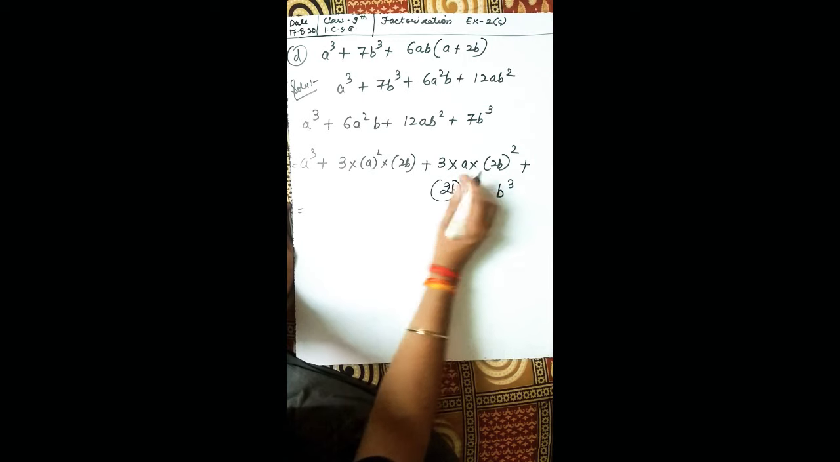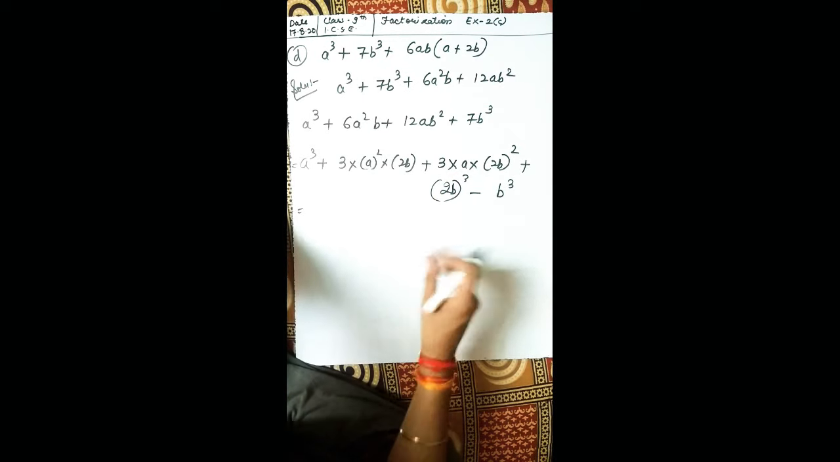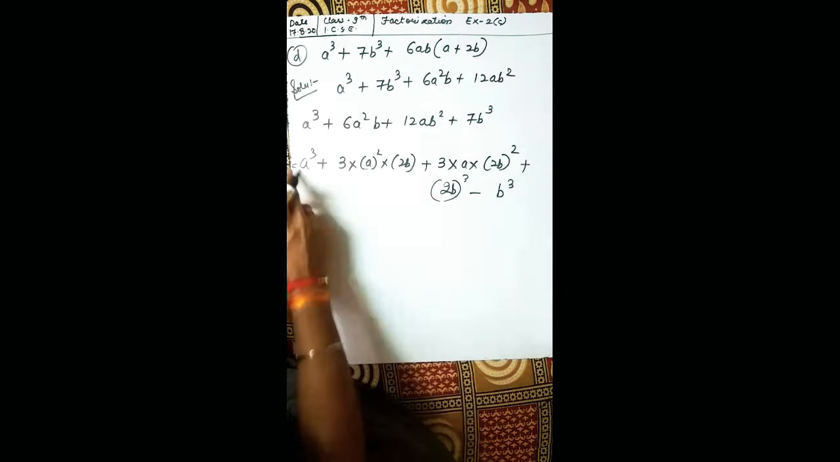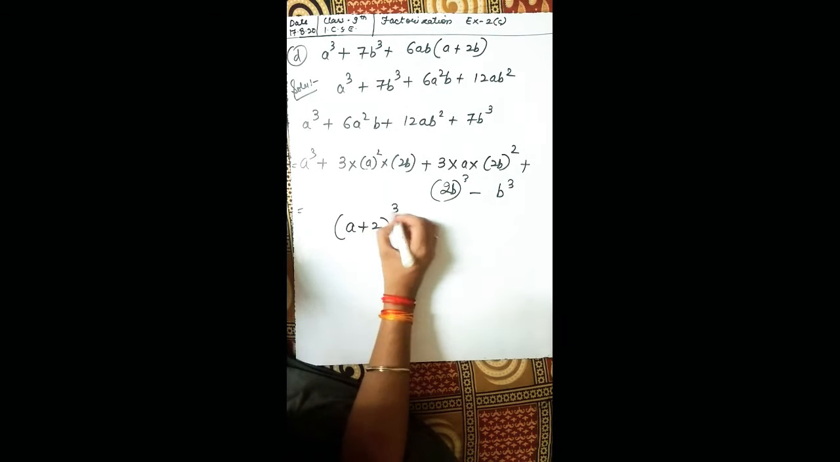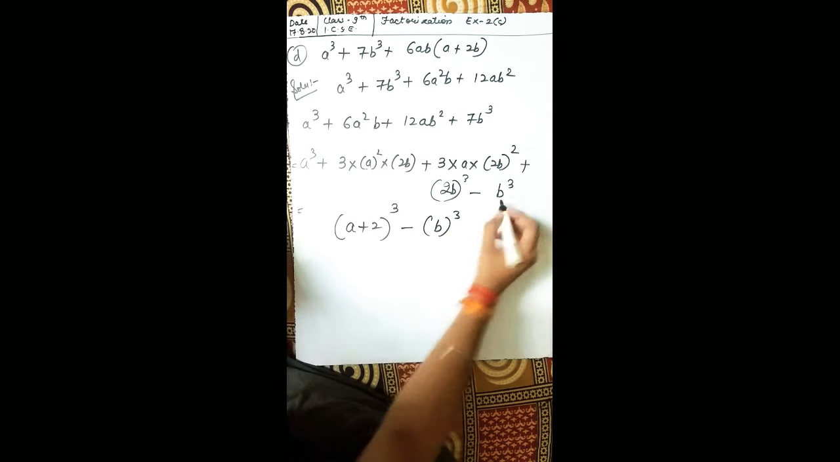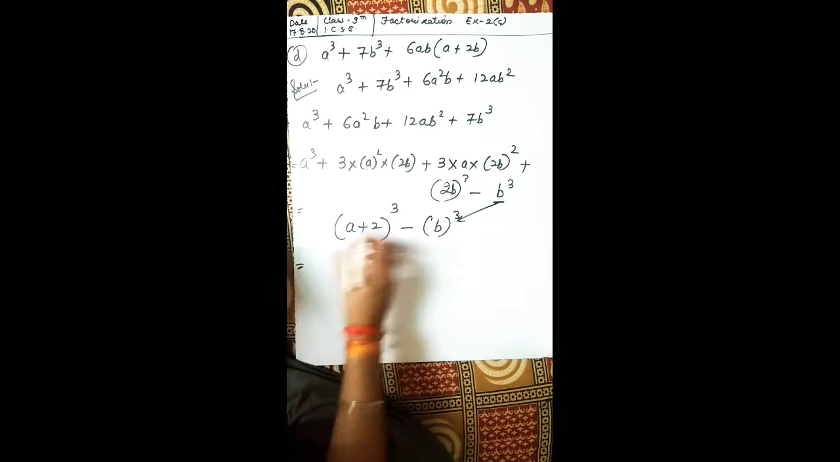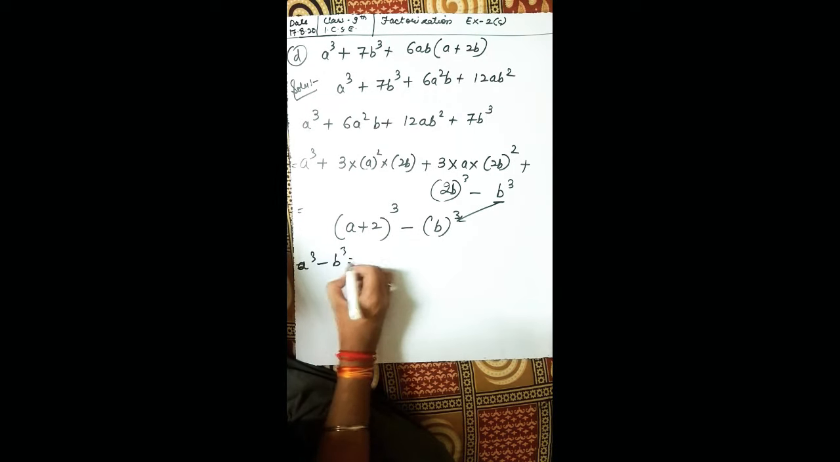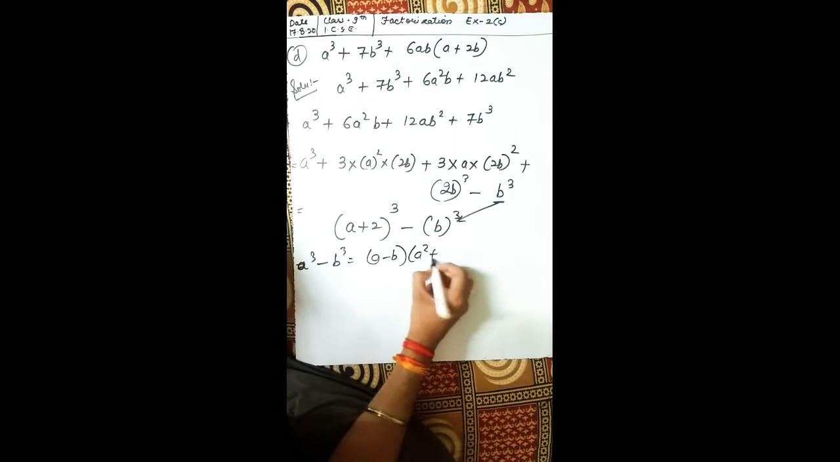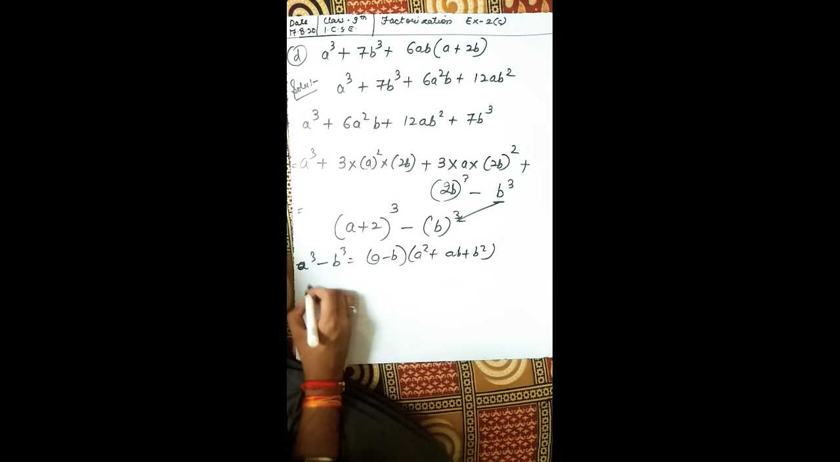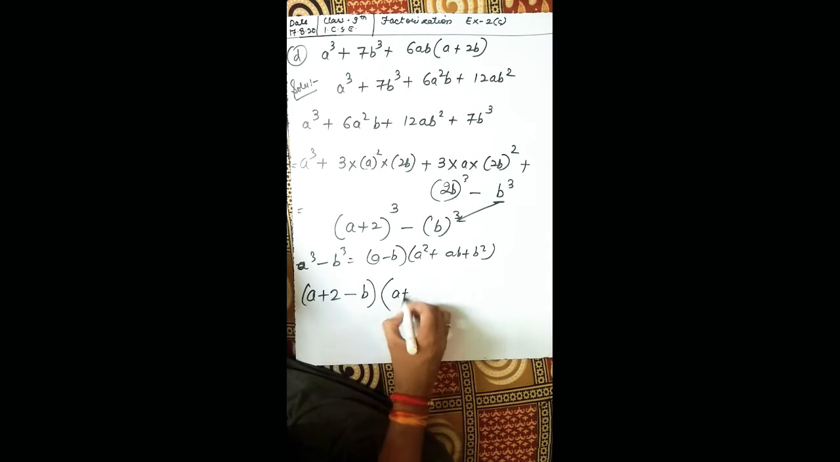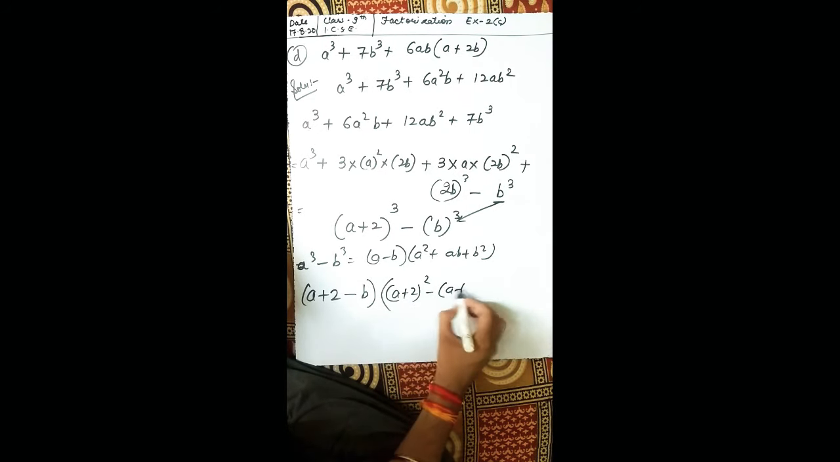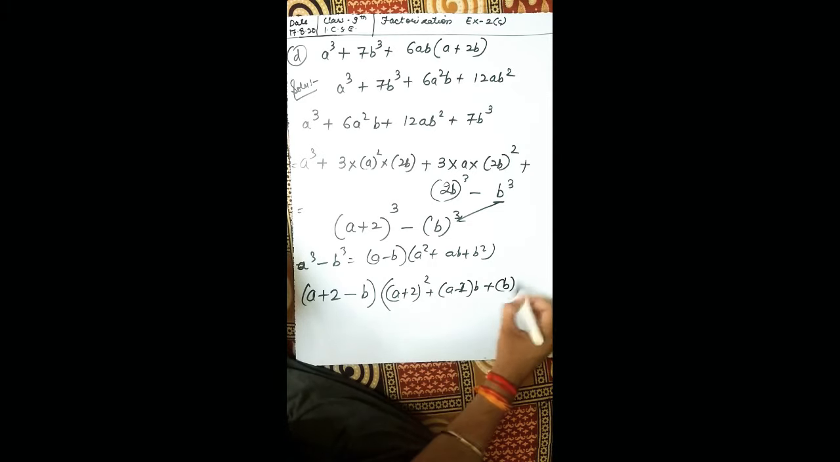Which I am writing directly in this step, but when you solve, just mention it in the other step. Now this whole expression can be written as (a plus 2) the whole cube minus b cube. See, this b cube is here. Now you can use the a cube minus b cube identity, which is (a minus b)(a square plus ab plus b square). So (a plus 2 minus b), (a plus 2) the whole square, plus (a plus 2)b, plus b the whole square.